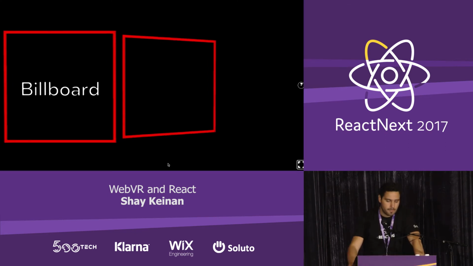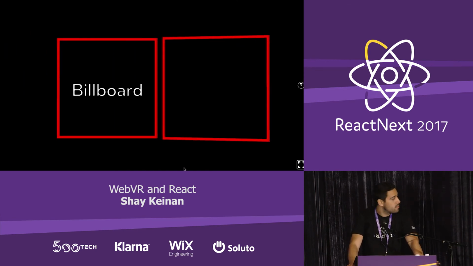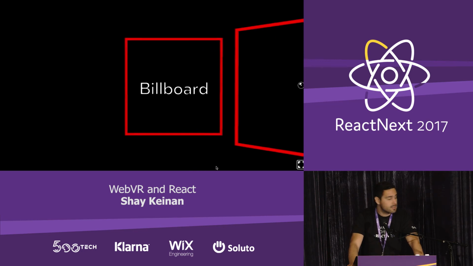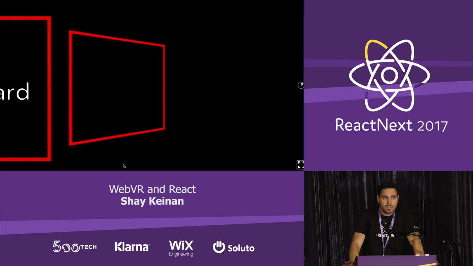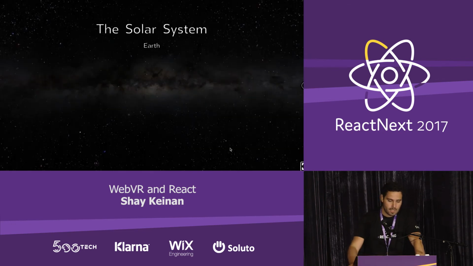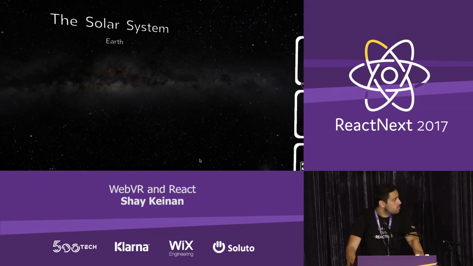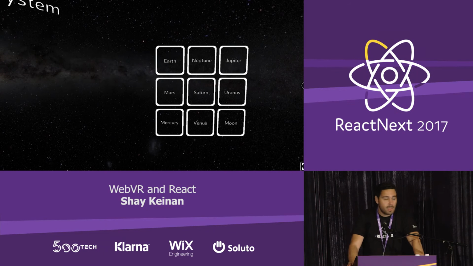Let me show you. So here we have 2 views. The one on the left is always facing us. So that was billboarding for the view component. So this is our menu, a view with 9 views, one for each planet.